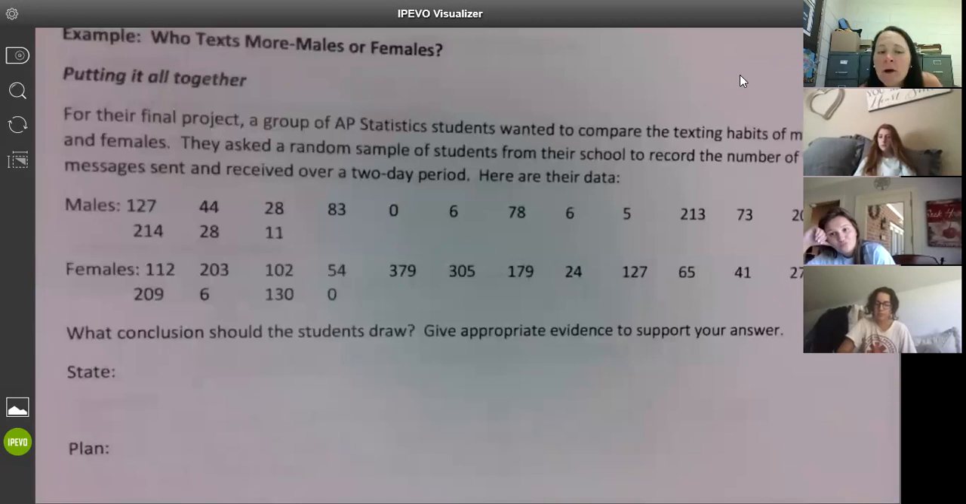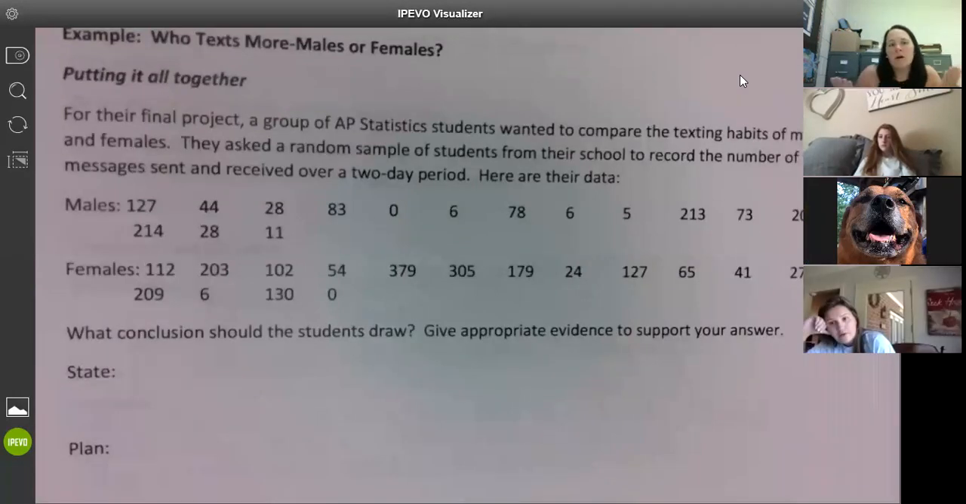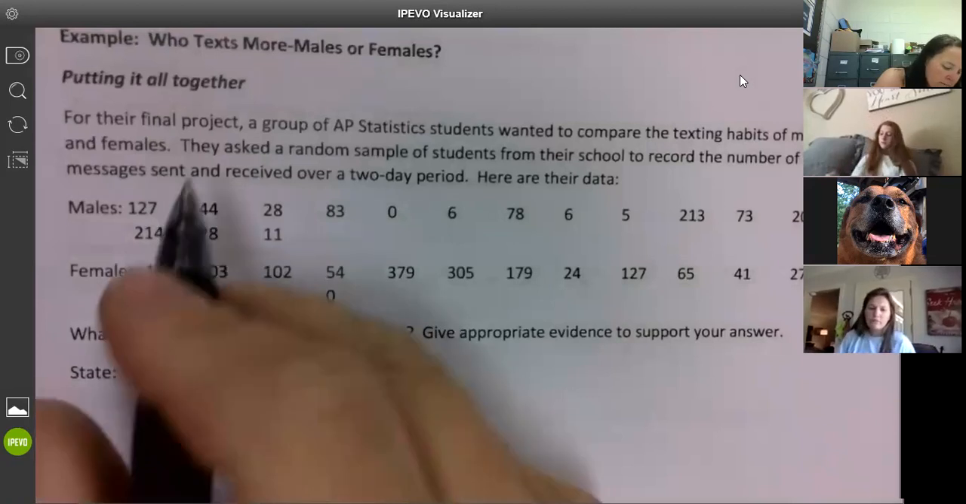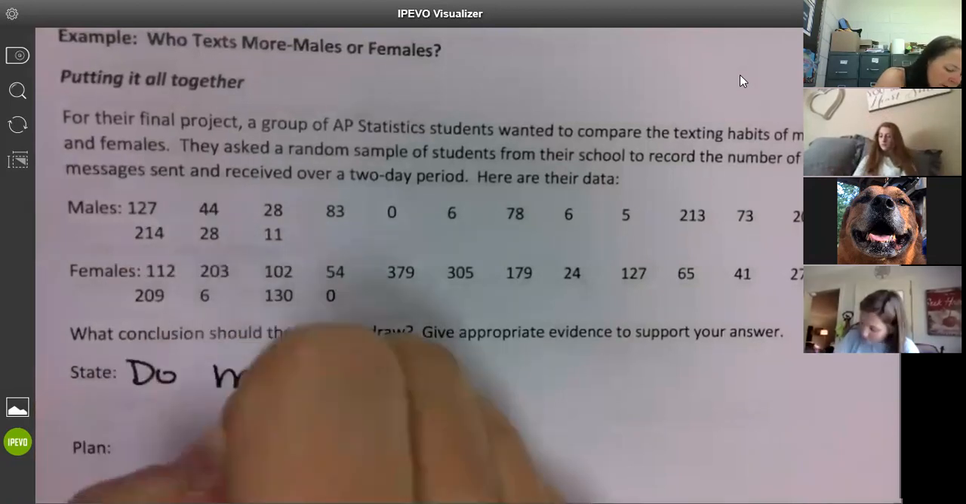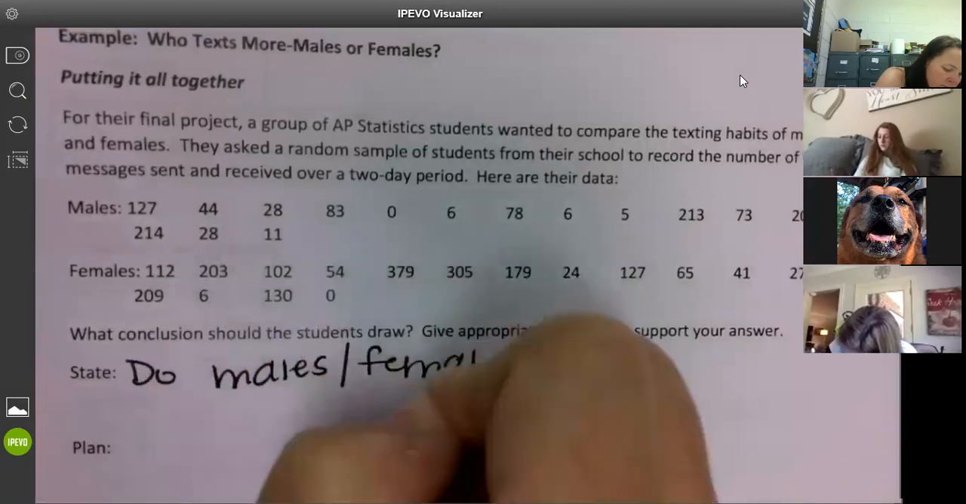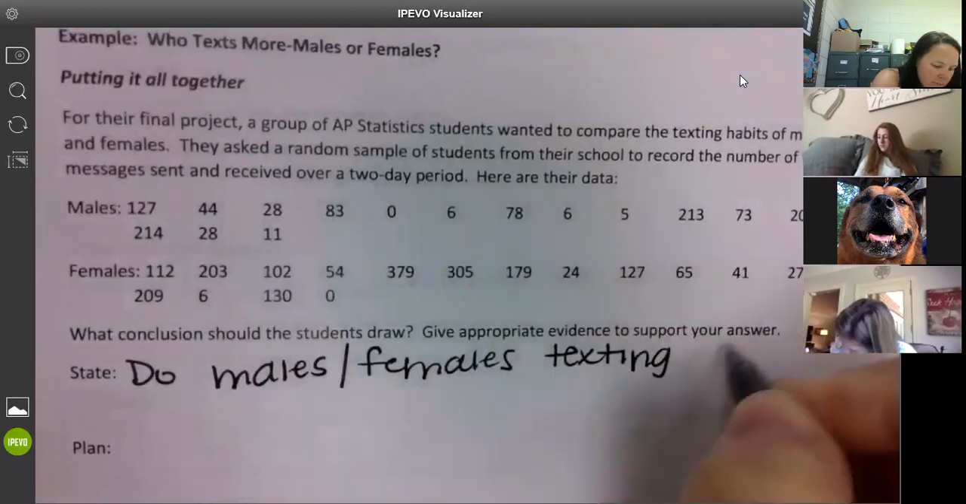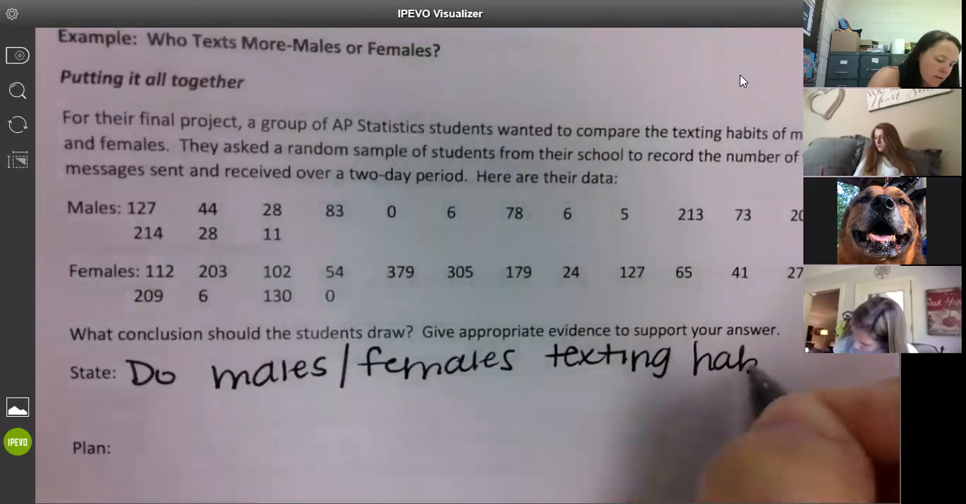I need you to answer. Yeah, say it again. Give a conclusion. Yeah, but of what? What are we trying to draw a conclusion of? The number of messages sent and received over a 2-day period from the students. Is that what we're trying to do? What were the students trying to do? Oh, compare texting habits. Yeah, so do males and females texting habits differ.